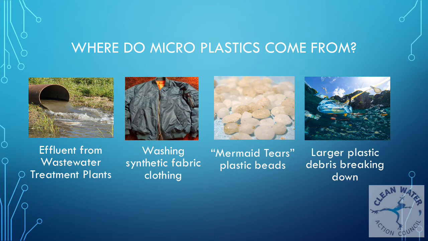These mermaid tears are tiny beads used to make plastic products. So before it becomes a bottle, it comes in these little tiny pieces. But many of these end up in bodies of water instead. So if they're being transported on a truck or in a big barge or something, they end up leaking into waterways that way.